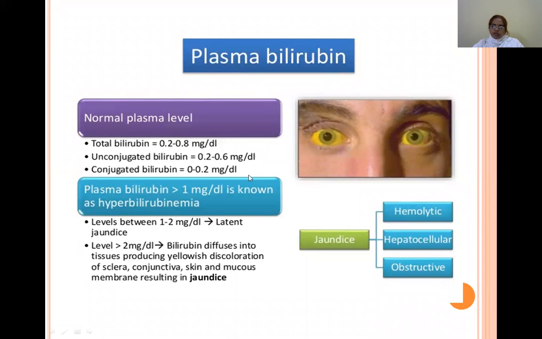When the plasma bilirubin levels are increased to more than 1 milligram per deciliter, it is known as hyperbilirubinemia. If the levels are between 1 and 2 milligrams per deciliter, this leads to latent jaundice. If the levels are more than 2 milligrams per deciliter, bilirubin diffuses into the tissues, producing a yellowish discoloration of the sclera, conjunctiva, skin, and mucous membranes, resulting in jaundice.